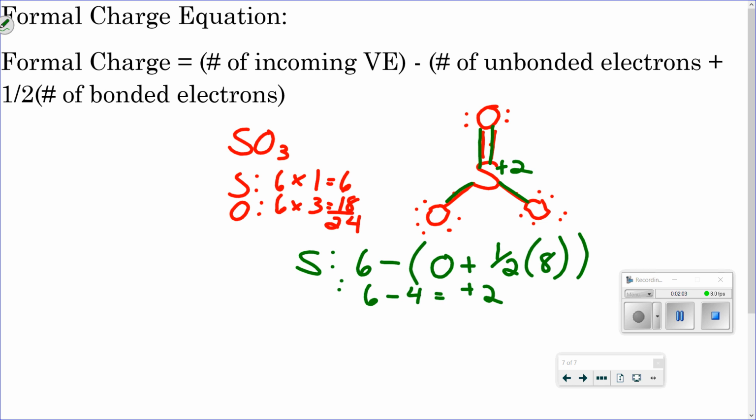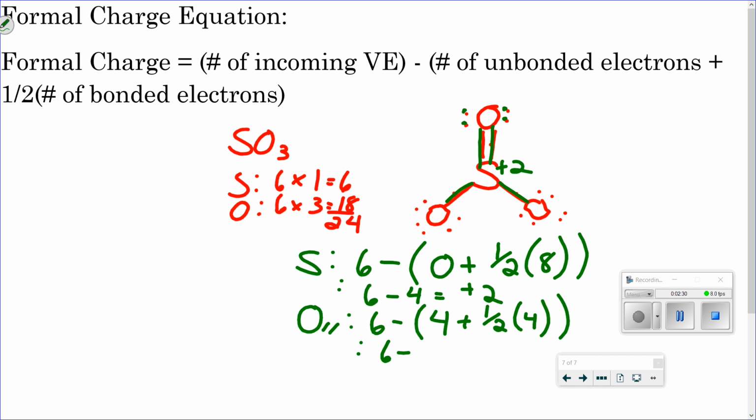Let's look at the double bonded oxygen now. Oxygen with the double bonds. Oxygen is going to come in with 6. It's going to have 1, 2, 3, 4 unbonded electrons. And it's going to have 4 bonded electrons. So half of 4 is 2 lines. So then I'm going to have 6 minus 4 plus 2 is going to be 6. And so that double bonded oxygen is going to have a formal charge of 0.